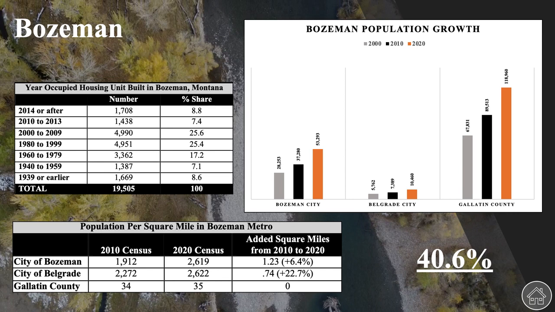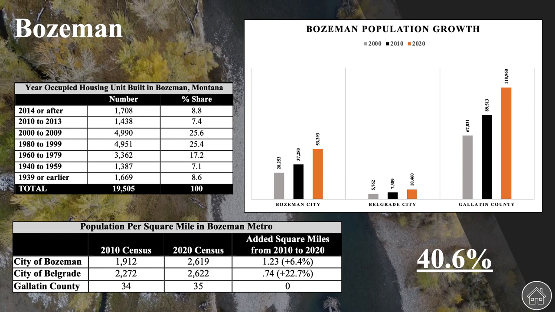Now, the city of Bozeman did add some square miles to its geographic footprint from 2010 to 2020. It grew by 1.23 square miles during this time span, representing a 6.4% increase. And the city of Belgrade also added some land to its geographic footprint, adding 0.74 square miles from 2010 to 2020, which represents a 22.7% increase in its geographic footprint.